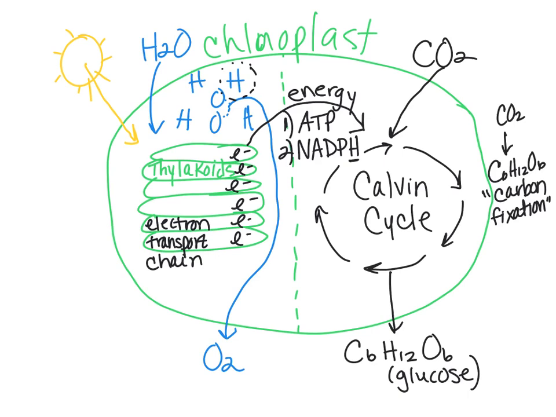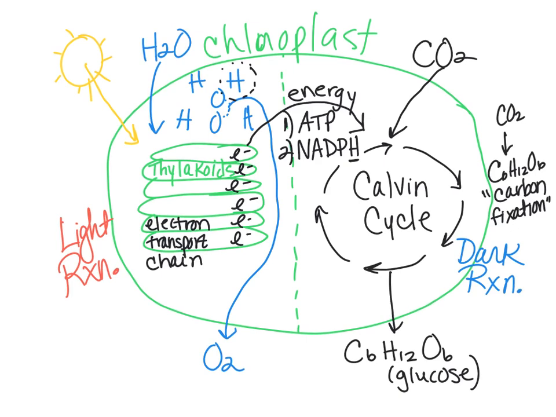Okay. Now, the reason I split this in half is that there's two kind of different pieces going on here. Over here on the left side where we're using the sunlight, we call this the light reaction. RXN means reaction, because sunlight is needed for that to be carried out. The other side where the Calvin cycle is taking place, we call this the dark reaction, and that's not necessarily saying that it's taking place in the dark, it's just meaning that it takes place without sunlight needed to make that Calvin cycle go around.